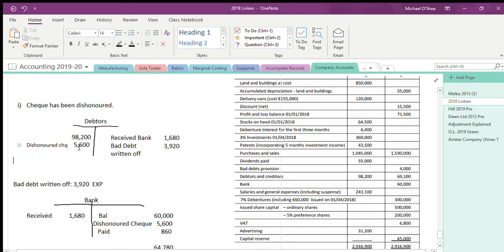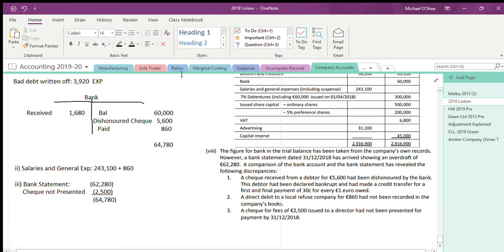A debtor has had a check dishonored. Basically, they owe us that money again. So I'm going to add it back here. The check is gone. Their payment didn't go through. They owe us that money. So I'm going to add 5,600.